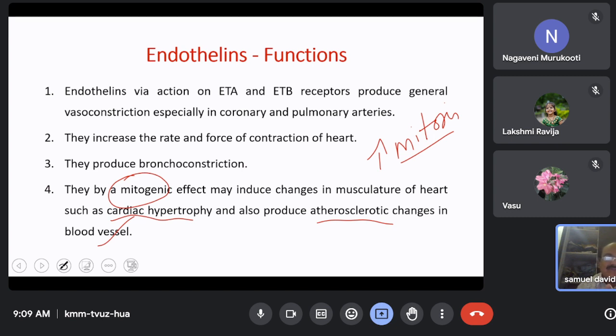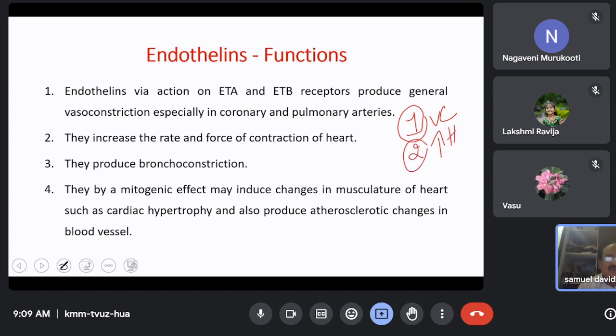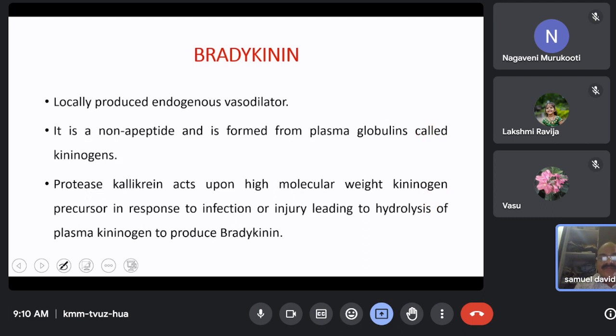What are atherosclerotic changes? It is nothing but accumulation of fats. Accumulation of fats is called atherosclerosis, and these are the two things that are said to be attributed to endothelins. So the number one is said to be vasoconstriction of coronary artery and pulmonary artery. Number two, increased heart rate, simply. Number three, bronchoconstriction. Number four, cardiac hypertrophy. And number five, atherosclerosis of blood vessels. These are the five functions attributed to endothelins.